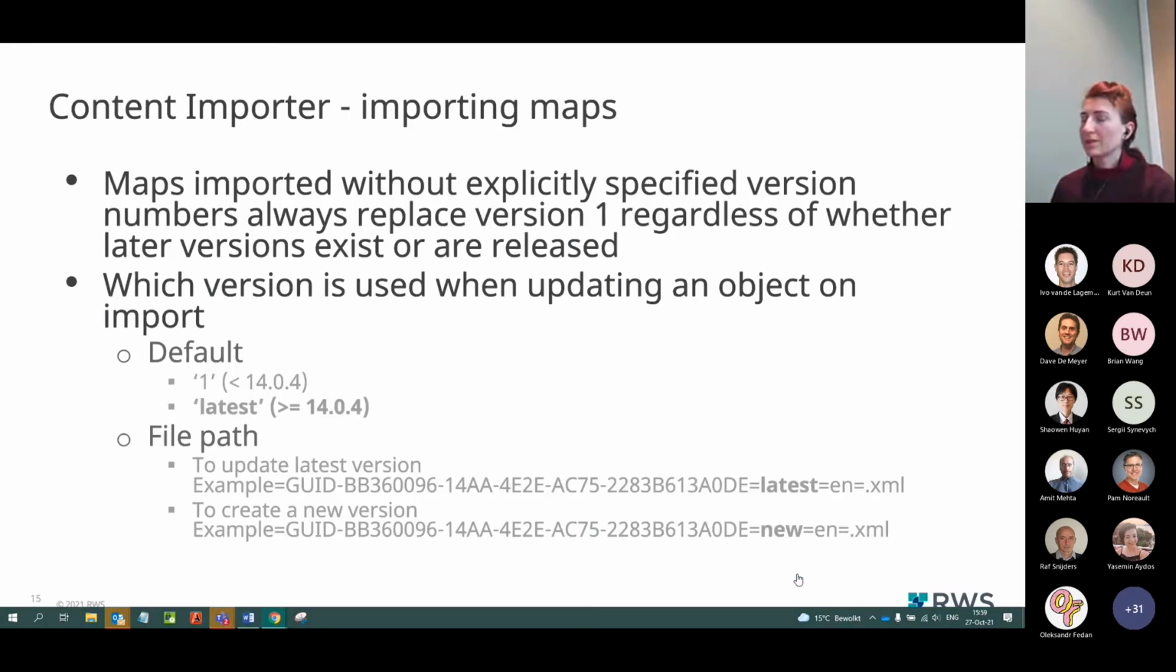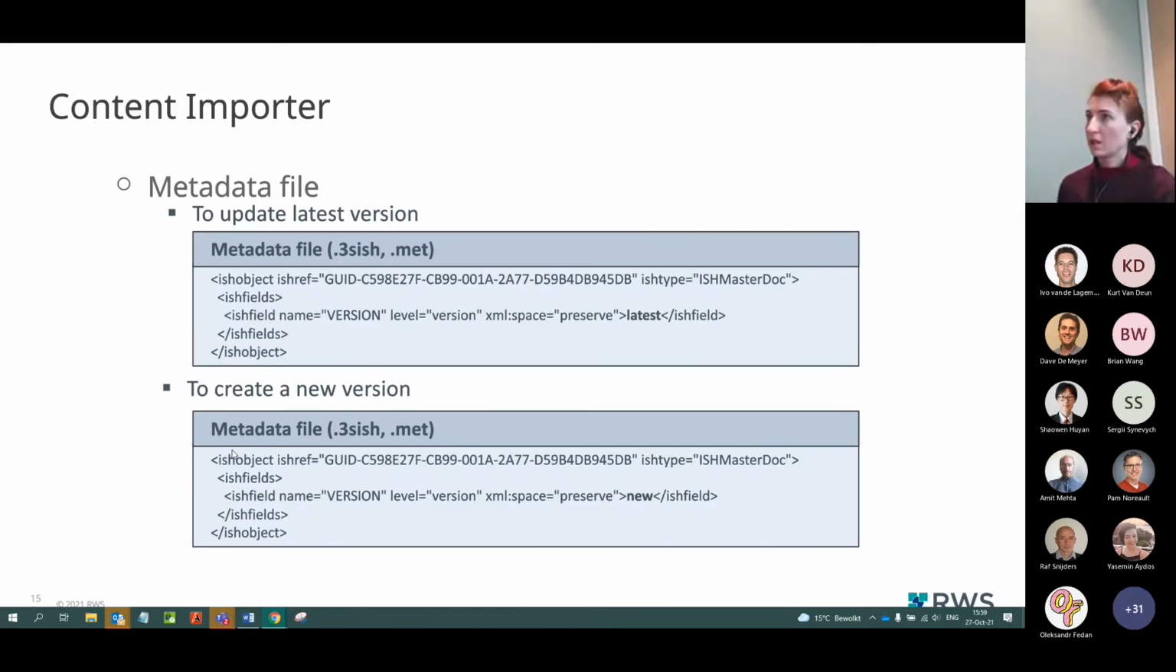And for the content importer, importing maps. Maps imported without explicitly specified version numbers always replace version 1, regardless of whether version latest exists or released. And which version is used when an object is updated or imported. So default, and this is the file path. And for the content importer, the file to update the latest version, how to do that and to create a new version.